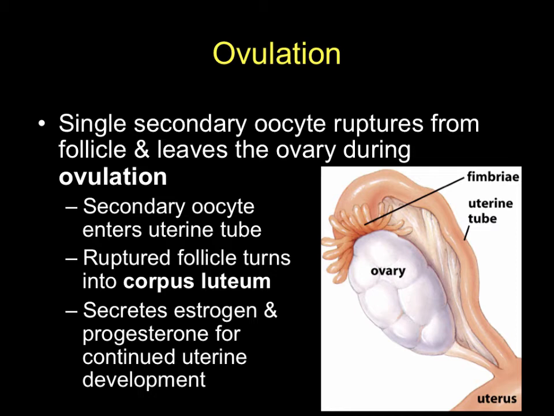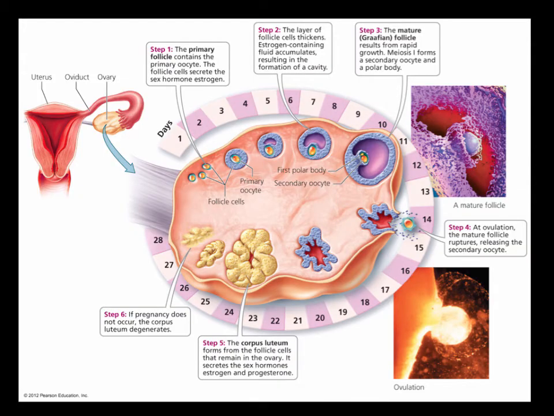If a zygote is produced, it needs to have a place to implant so it can be protected and nourished and be able to grow. And that function is taken on by both estrogen and progesterone.